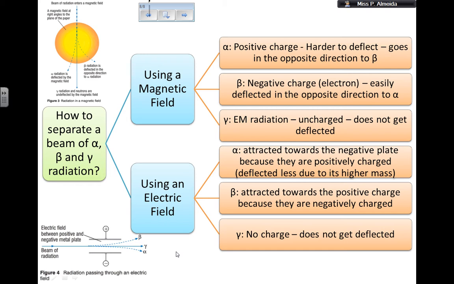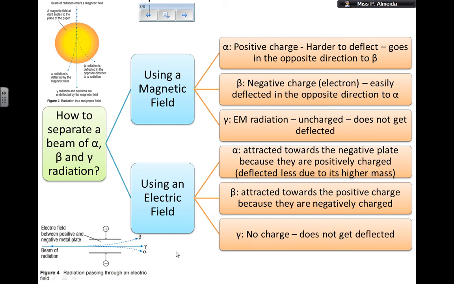The same applies if I use an electric field instead of a magnetic field. Alpha is attracted towards the negative plate because it is positively charged. It is deflected less due to its higher mass. Beta is attracted towards the positive plate because it is negatively charged, and gamma has no charge, so it does not get deflected. So this is how you can use your knowledge of alpha, beta, and gamma to separate them in case you have a beam with all three of them together.